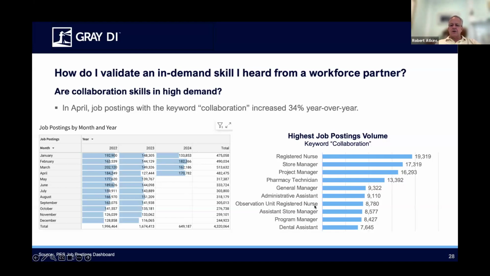Observation unit, registered nurse. Assistant store manager, program manager, and finally dental assistant, which I suppose, yes, that too requires collaboration, albeit in a smaller group of people than, say, a program manager or project manager. But being able to collaborate over time would be very important for that because you're working with a dentist and others in the office. So just a little bit of a way to tease out and see whether a skill someone may have mentioned to you is more broadly applicable in the workforce.